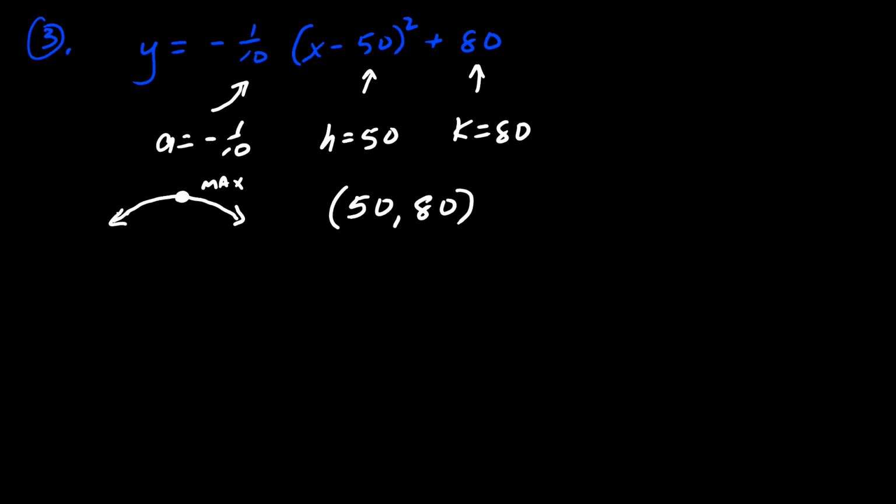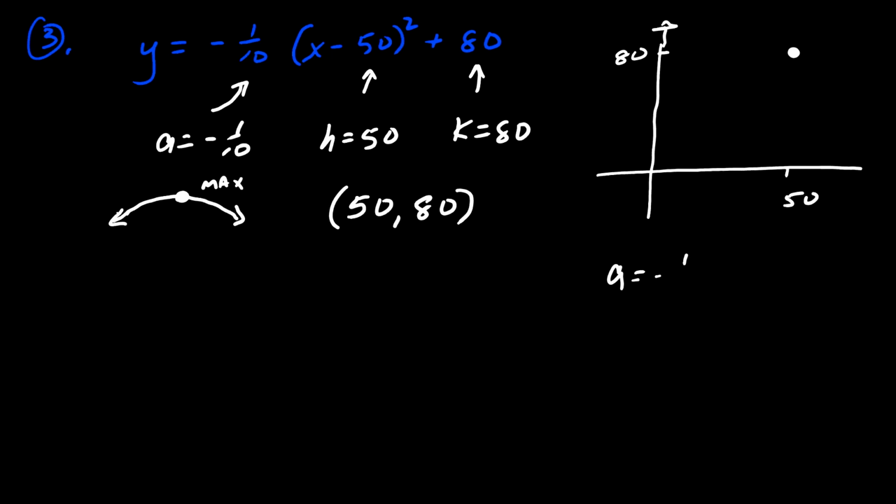So in our rough sketch, I'm going to start off with that first. We're going to end up with something that is over 50 and up 80. So it's some random point up here. And if we needed to find more values, we have a equals negative 1/10. Now, if we compare that to a equals 1, our changes were 1, 3, 5. So in this case, it's going to be negative 1/10, negative 3/10, negative 5/10, and that's very difficult to find.